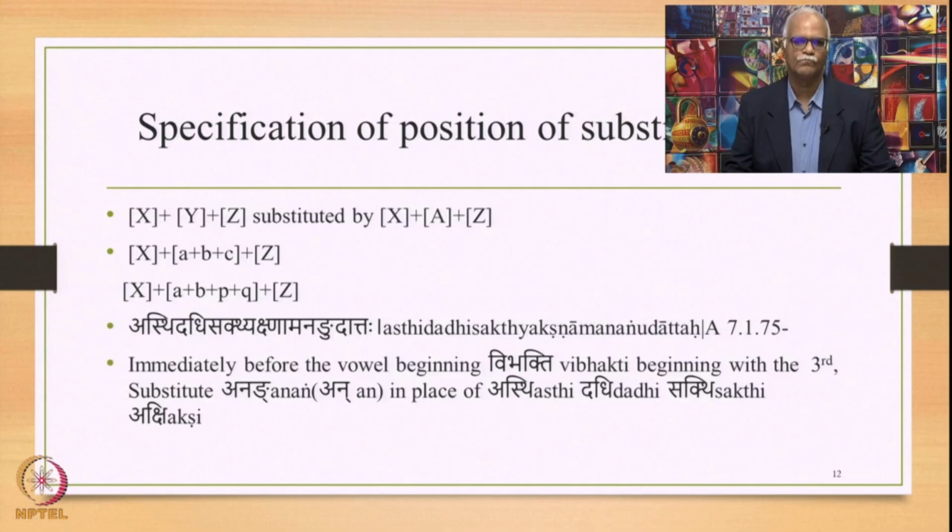So, for example, if we put this once again in the form of an equation, we see that if the rule says that x plus y plus z is substituted by x plus a plus z, and if y is equal to a plus b plus c and a is equal to p plus q, then this equation can be rewritten as x plus a plus b plus c plus z gets substituted by x plus a plus b plus p plus q, c plus z. So, only c gets substituted by p plus q and not the entire abc.